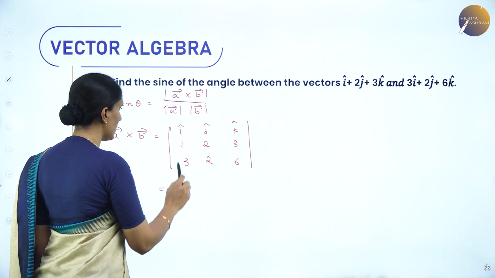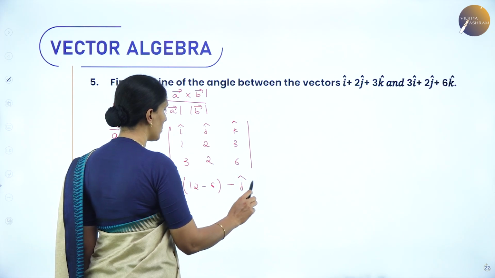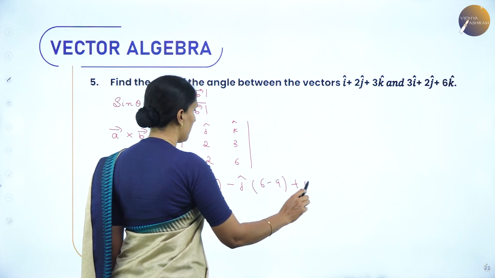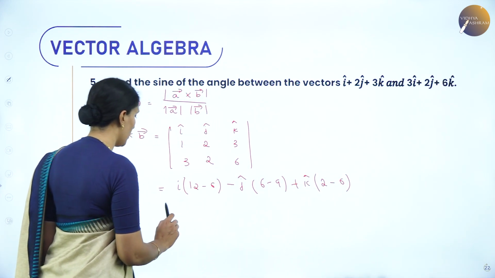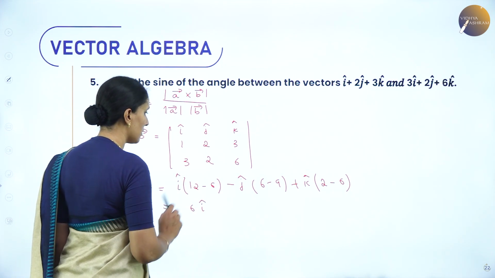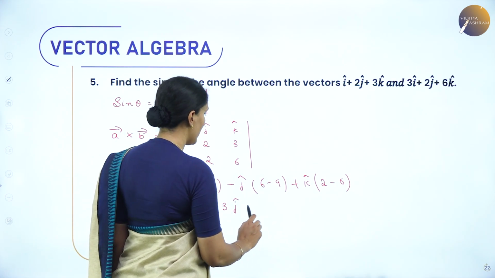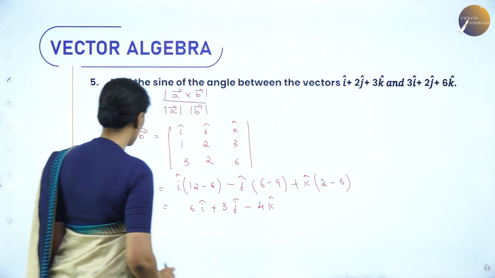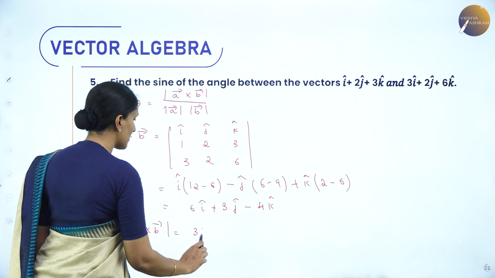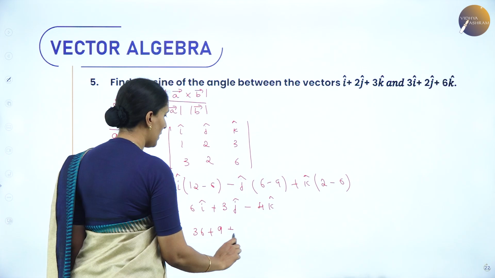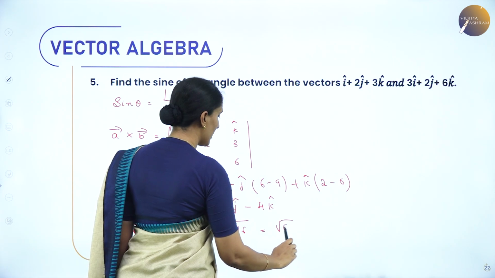So let's evaluate this. i into 12 minus 6, minus j into 6 minus 9, plus k into 2 minus 6. So we have here 6i minus 3j, minus into minus plus, and here we have minus 4k. So let's take the magnitude of A cross B. So 36 plus 9 plus 16 under the square root. So we're getting this value as root 61.